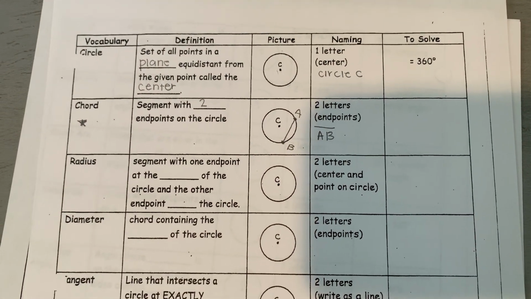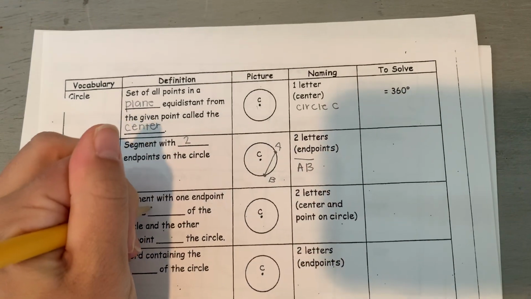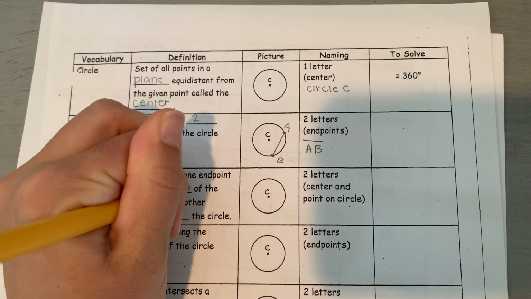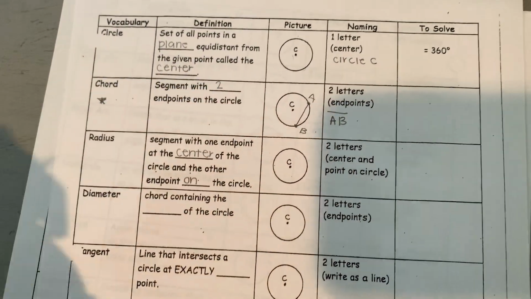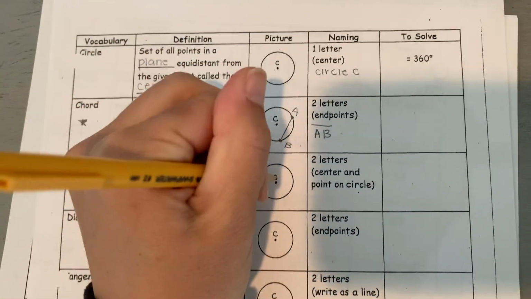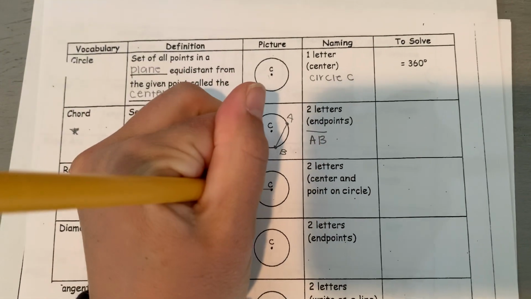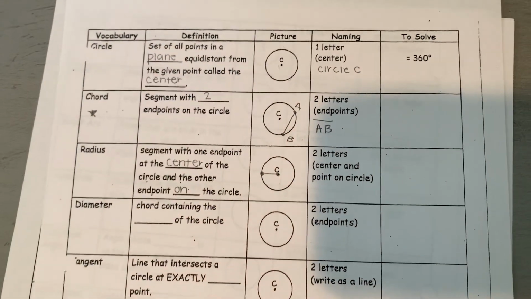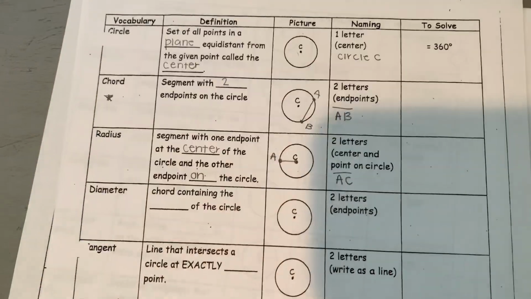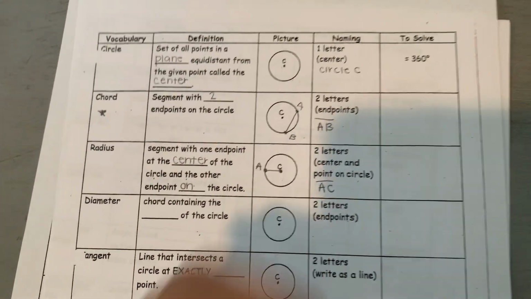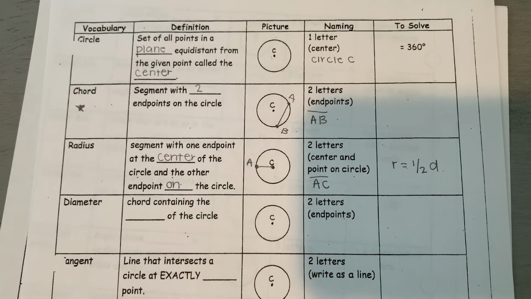All right, a radius. We know what a radius is. A radius is a segment with one endpoint at the center of the circle and another endpoint somewhere on the edge of the circle. So a radius has to go through the center and connect to the edge of the circle. It is a segment. This is point A, so we would name this segment AC. What's important about a radius is it's equal to half of the diameter. We're going to say D stands for diameter.